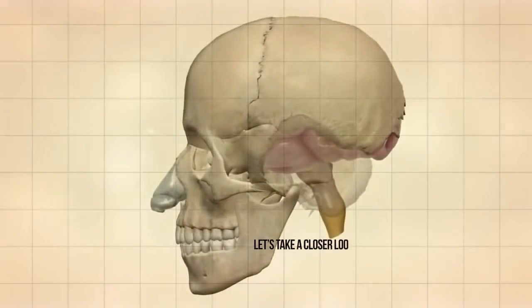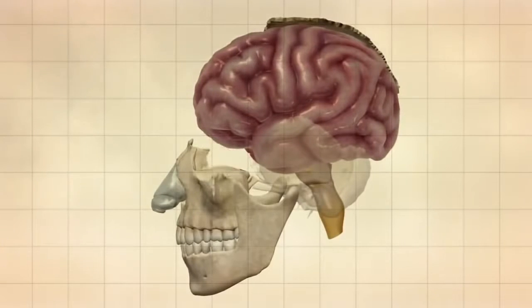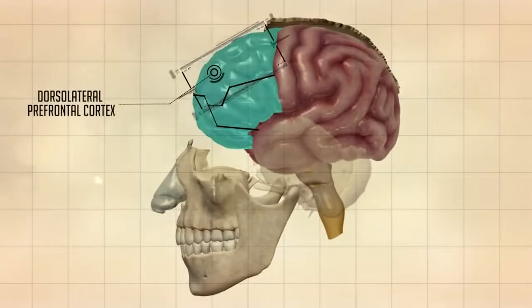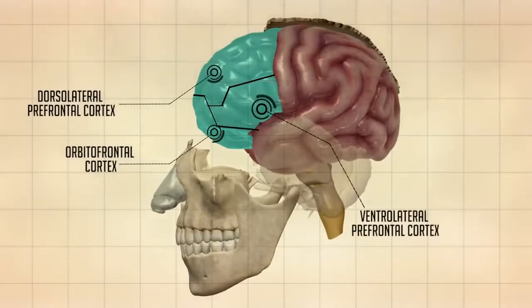Let's take a closer look at the prefrontal cortex subdivisions. This area of the brain has been divided into three main subdivisions, known as the dorsolateral prefrontal cortex, the orbitofrontal cortex, and the ventrolateral prefrontal cortex.